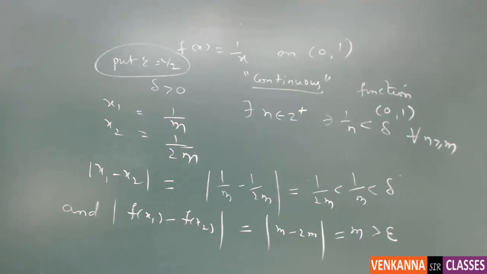If you consider the function values f of x1 minus f of x2, then the value is equivalent to m, which is greater than epsilon. So even though the difference between the numbers is less than delta, the corresponding function values become greater than epsilon, hence the function is not uniformly continuous. That was the thing. Okay? Is that clear?